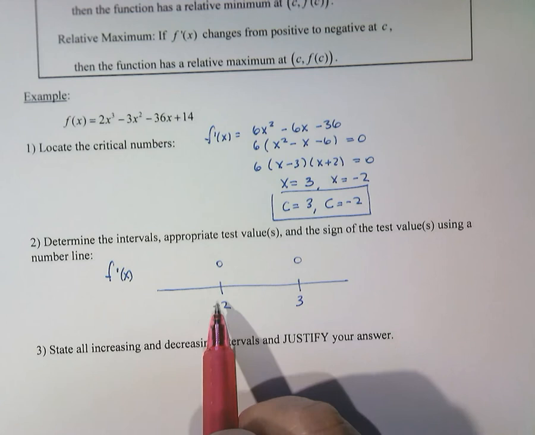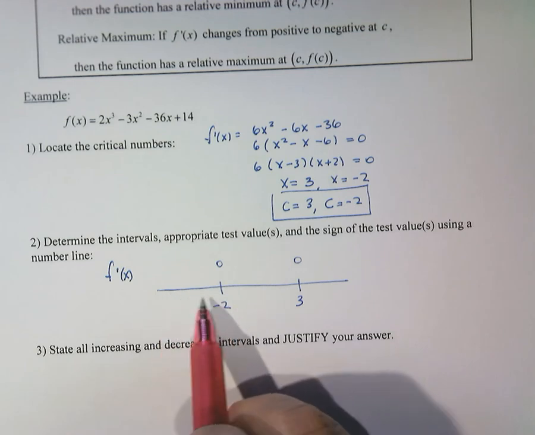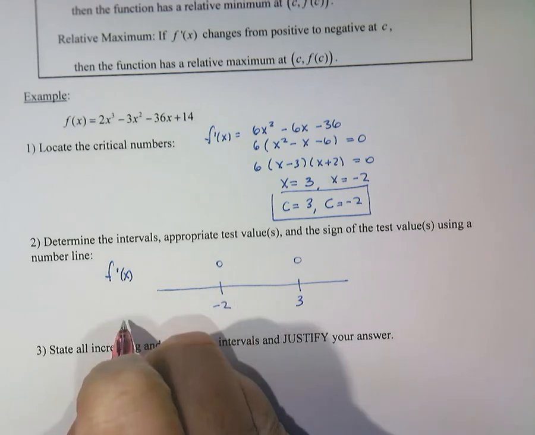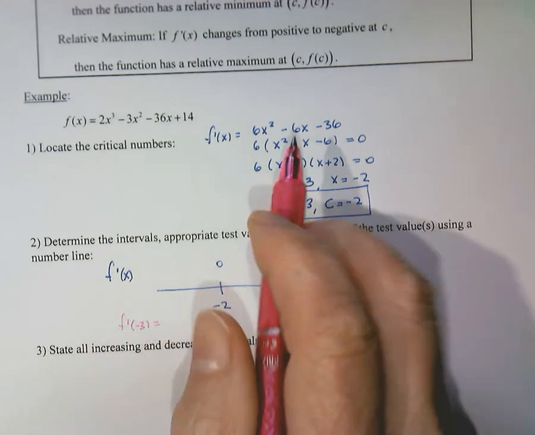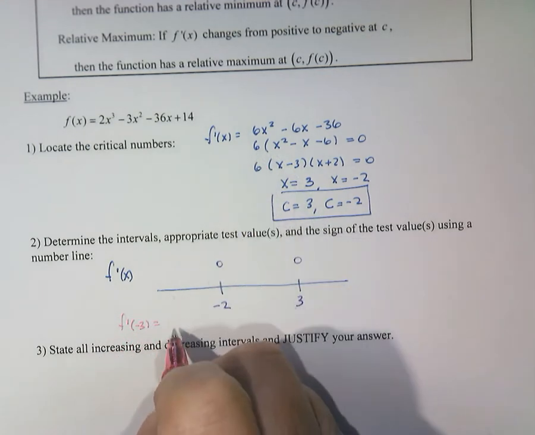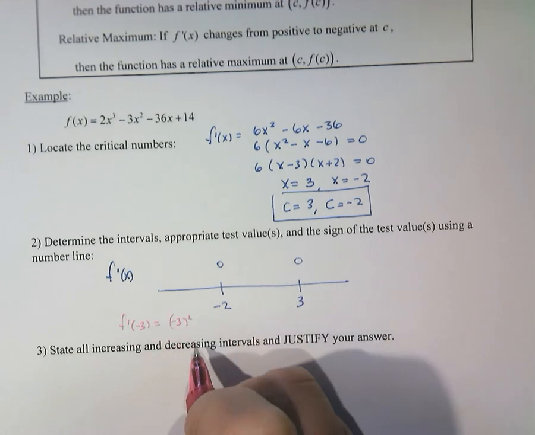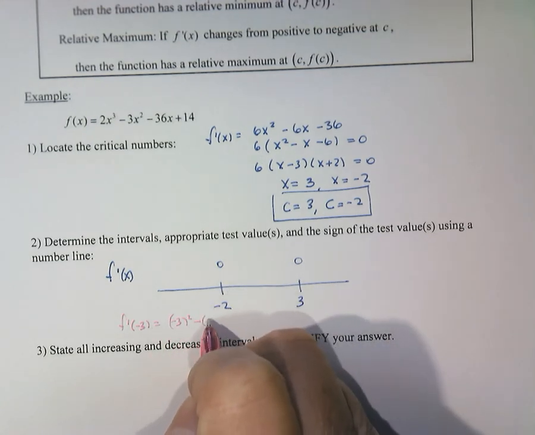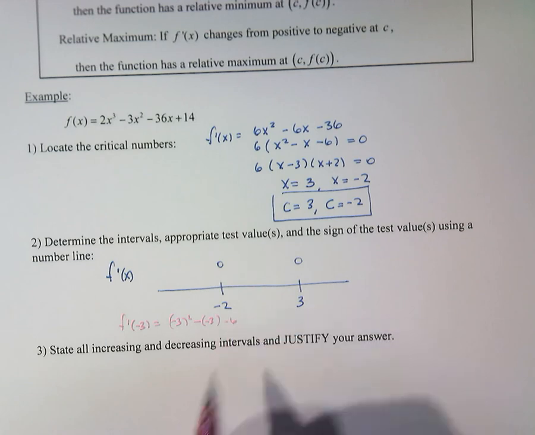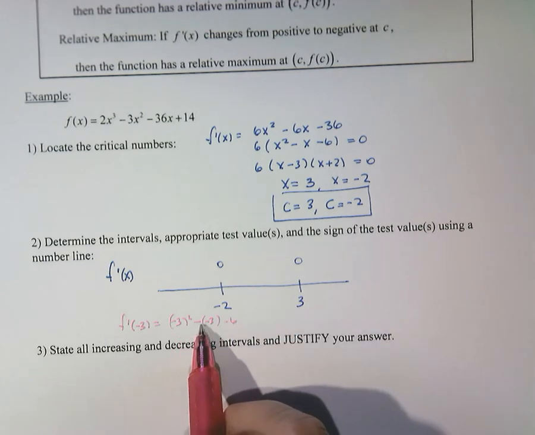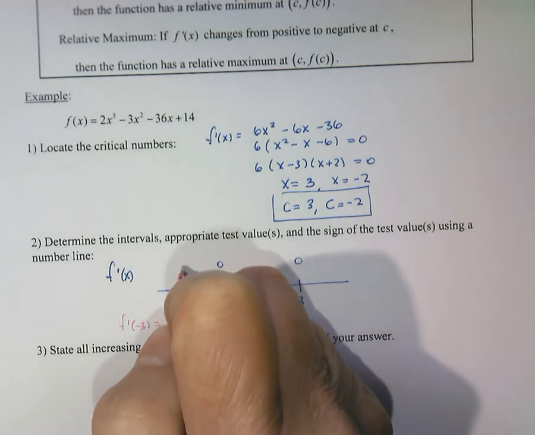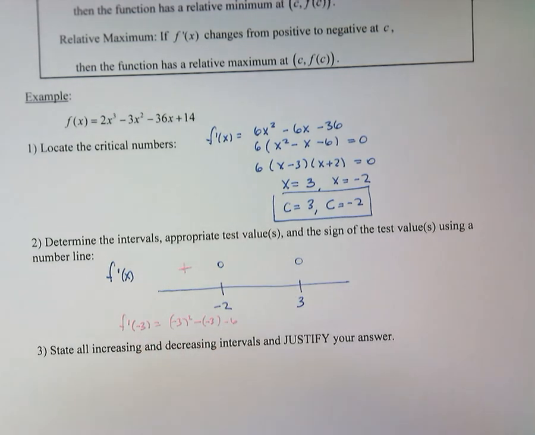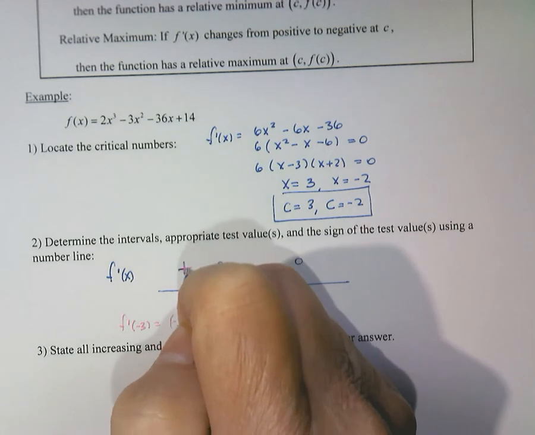So if I plug a number left of negative 2, I can choose negative 3. So I'd have f prime of negative 3 is equal to, the 6 doesn't make a difference, so I don't need it, negative 3 squared minus negative 3 minus 6. So I have 9 plus 3 is 12. 12 minus 6 is 6. I just need to know that this is positive. It's hard to see that. Let me write that. That's positive.